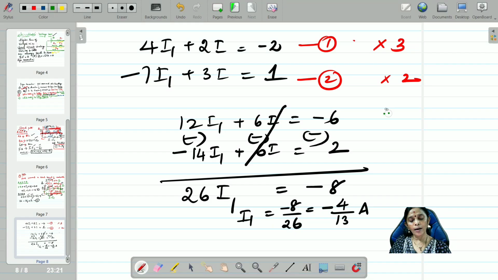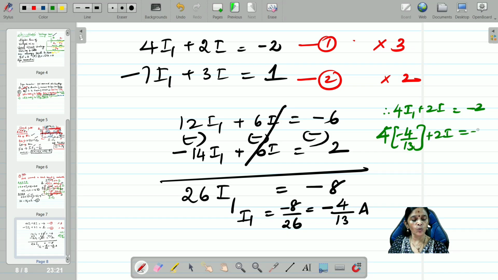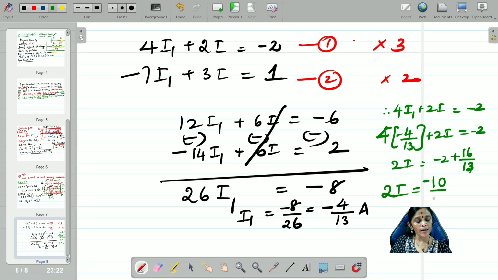So I can write 4 into I1 plus 2I is equal to minus 2. So 4 into minus 4 by 13, which is minus 16 by 13, plus 2I is equal to minus 2. So 2I is equal to minus 2 plus 16 by 13, that is minus 26 plus 16, equal to minus 10 by 13. The 2 and 5 get cancelled. So what is the final answer, children? I will be equal to minus 5 by 13 amps. That is all. I found out.